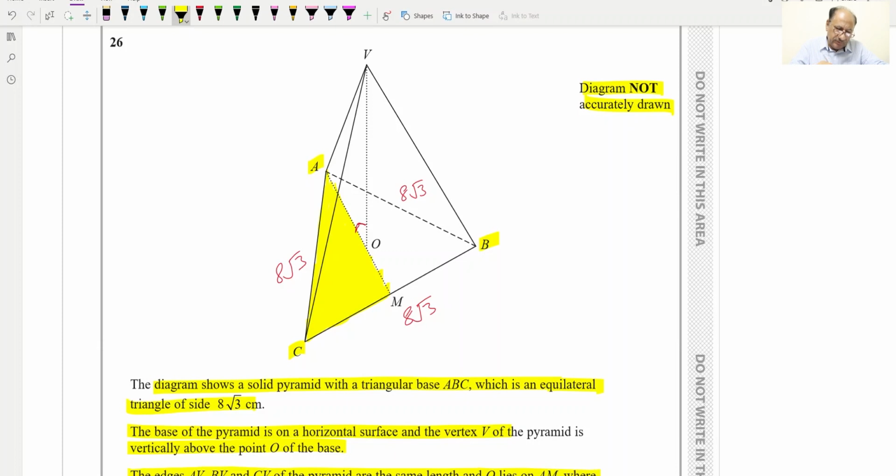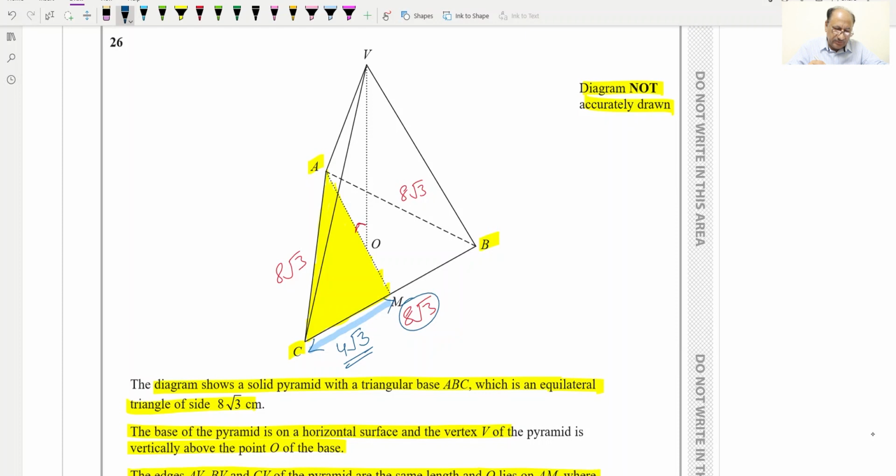So CM will be half of 8 under root 3. So CM is which one? This length I will write as 4 under root 3, because half of 8 under root 3 is 4 under root 3. That's why I have written this.